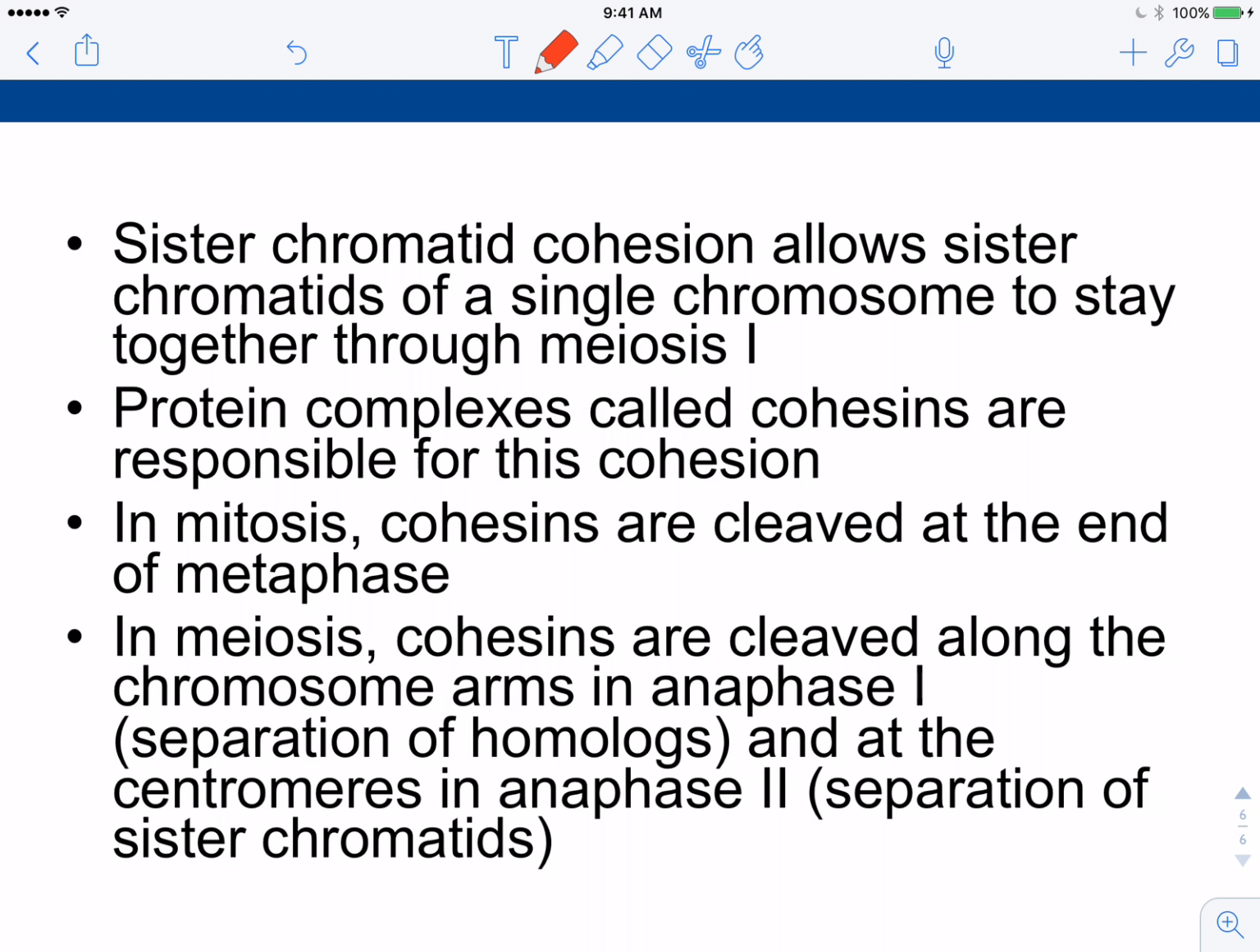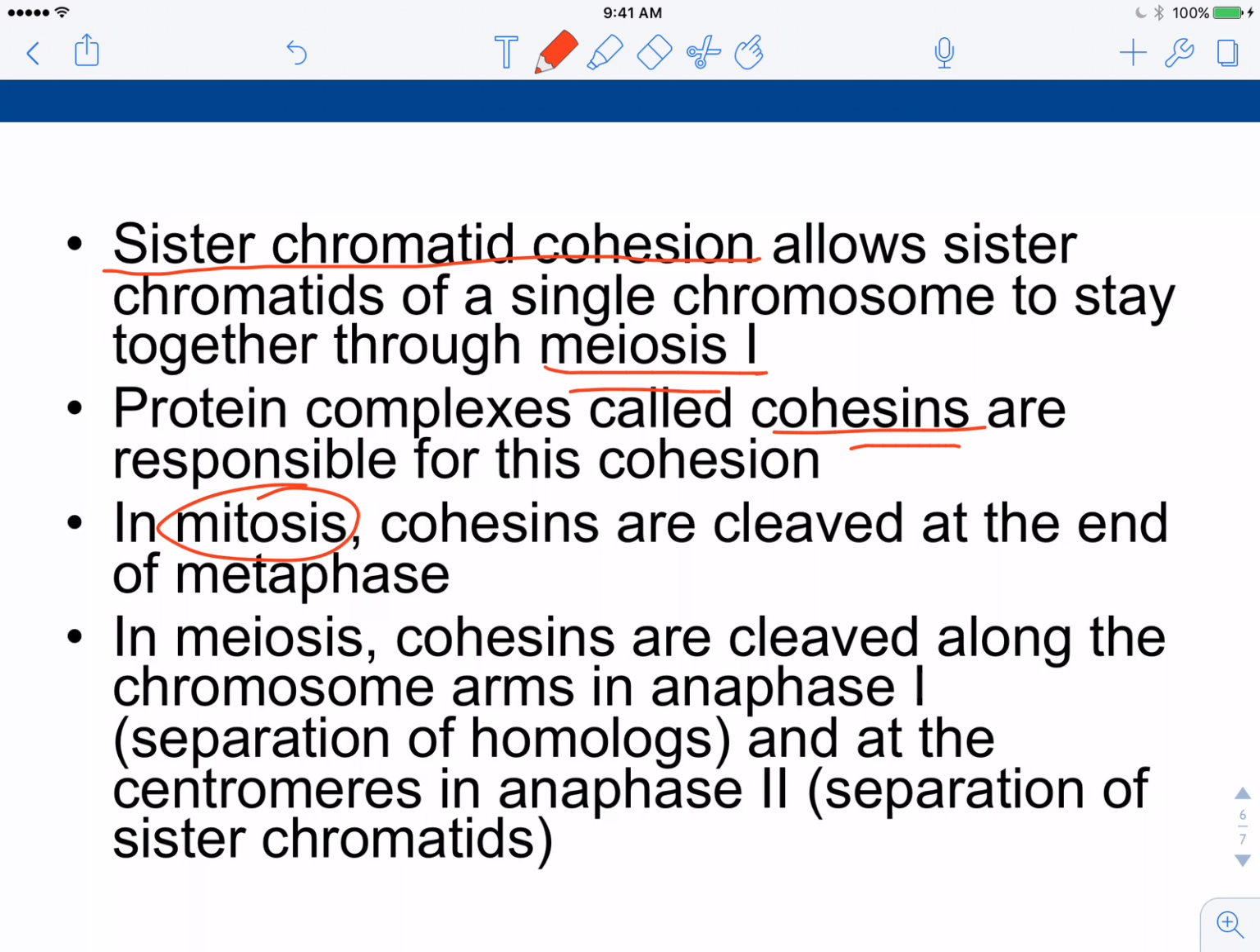And then just a few last endpoints. The sister chromatid cohesion that keeps sister chromatids together stays connected throughout meiosis 1 and holds those sister chromatids together. These protein complexes are called cohesins.